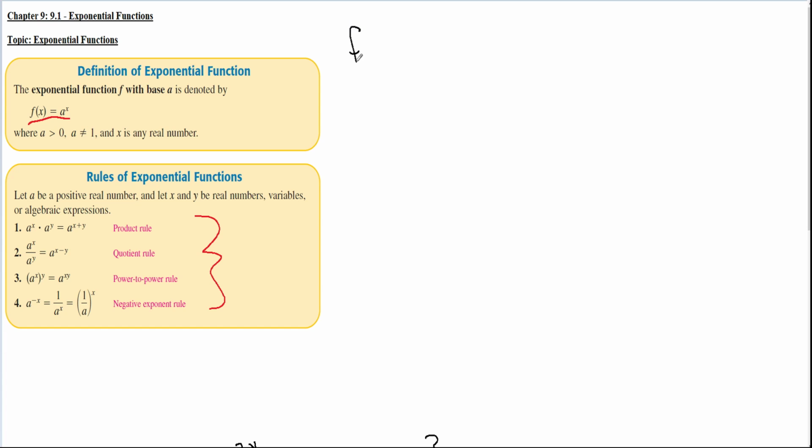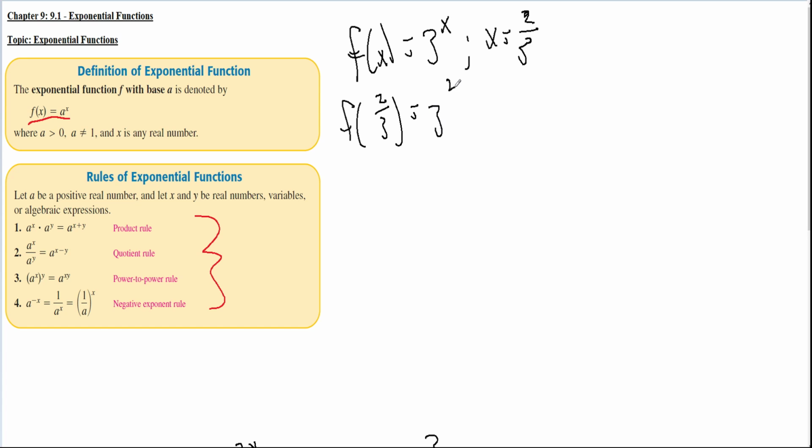What you're expected to do is this: if you have f of x equal to, say, 3^x, when x is equal to 2/3, how do we go about evaluating that? We have the function evaluated at 2/3, so we have 3 raised to the 2/3 power. This can be written as the cube root of 3 squared, which is the cube root of 9, and that's approximately 2.08. That's just the type of math that you're going to be exposed to here.